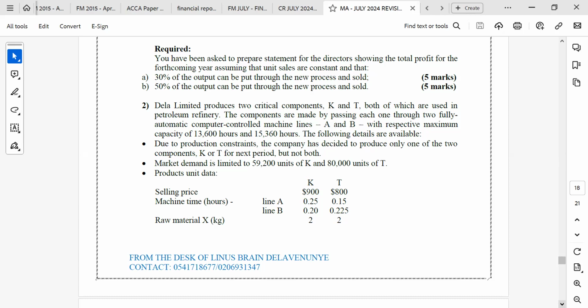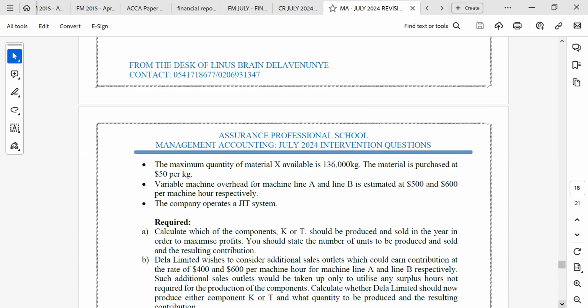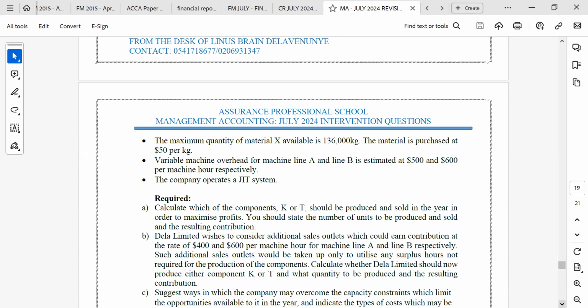Sir, please scroll. So, the maximum quantity of material X available is 136,000 kg. The material is purchased at $50 per kg. Variable machine overhead for machine line A and line B is estimated at $500 and $600 per machine hour respectively. The company operates in just-in-time system. Required: calculate which of the components K or T should be produced and sold in the year in order to maximize profit. You should state the number of units to be produced and sold and the resulting contribution.